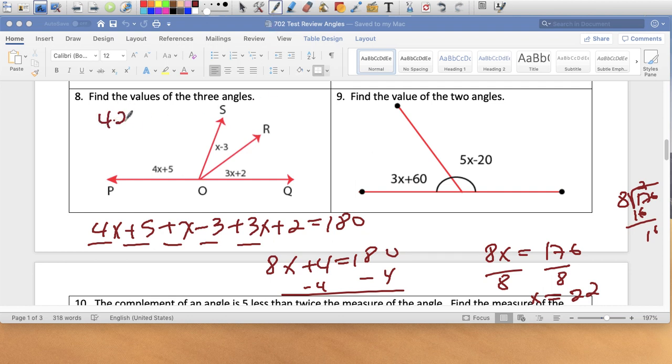So 4 times 22 plus 5. 4 times 22 is 88. 88 plus 5 is 93. Here's 22 minus 3, which gives me 19. And this one is 3 times 22 plus 2. 66 plus 2, 68.